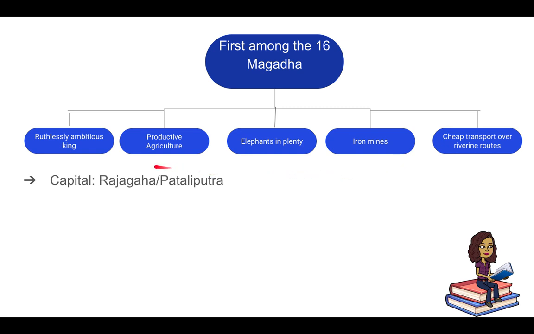And another reason that the Buddhist and Jain texts tell us about is that Magadh also had a quick succession of ruthlessly ambitious kings. So each of these kings also played a huge role in making sure that Magadh emerged as the most powerful of all the 16 Mahajanapadas. Magadh's first capital was Rajagaha, which was later shifted to Pataliputra.